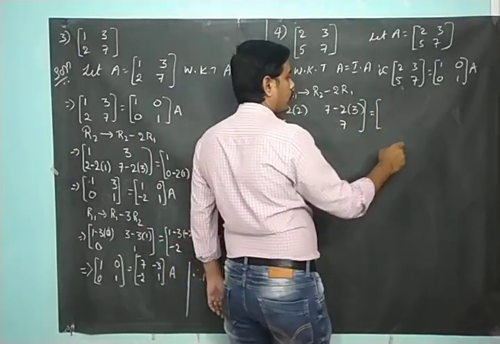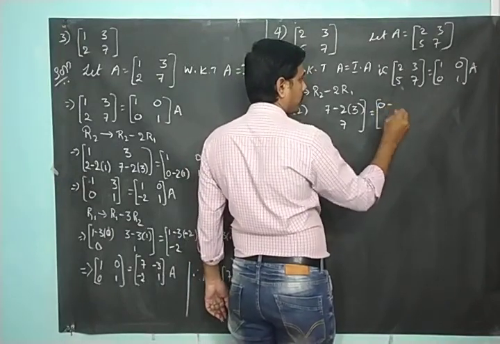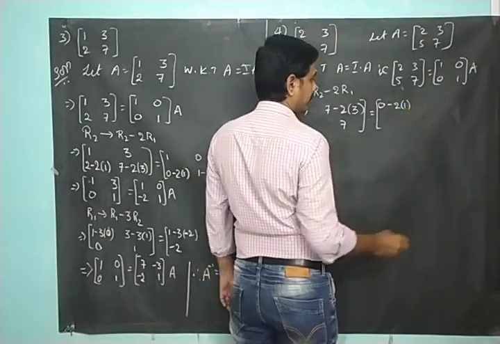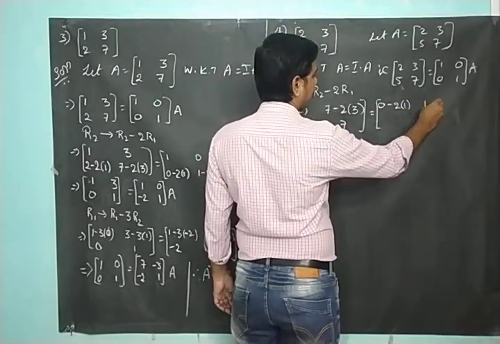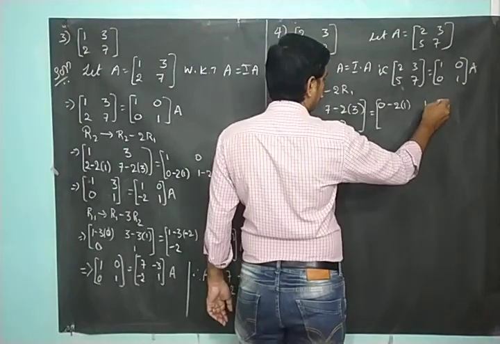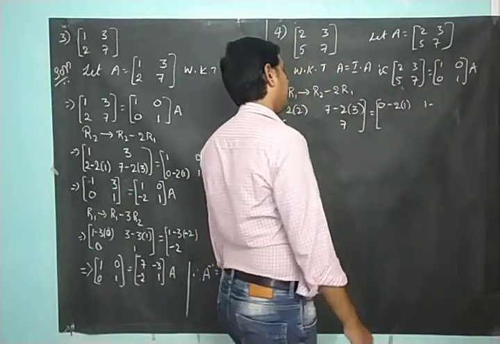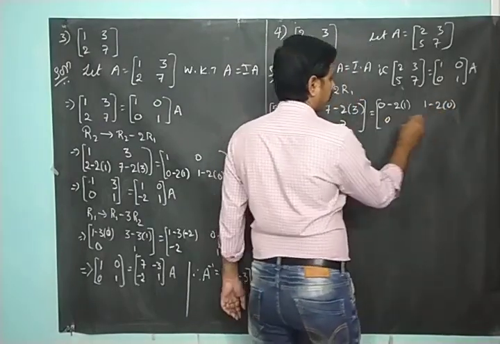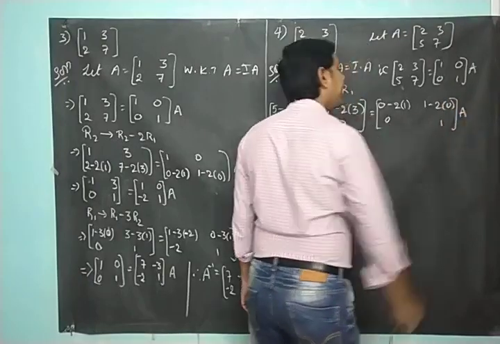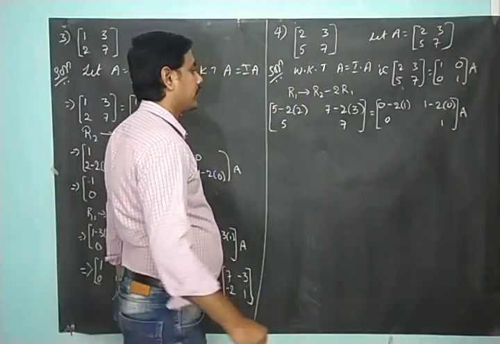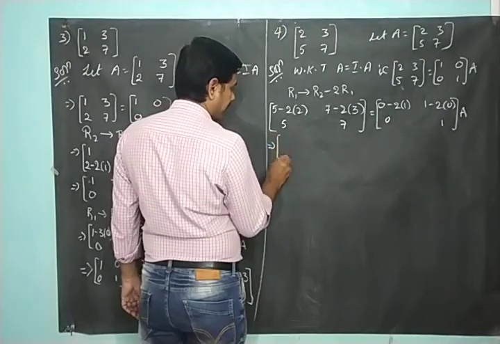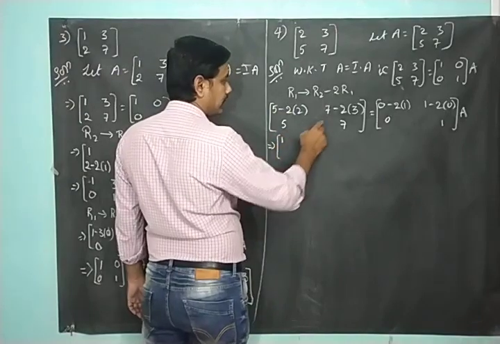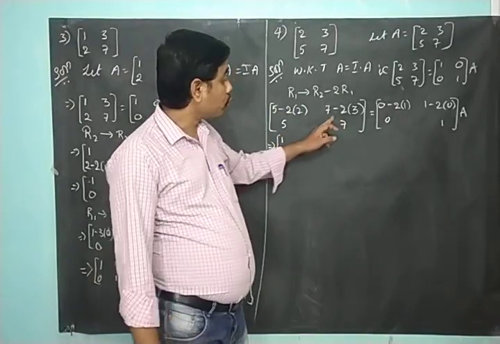Here also what is R2? 0 minus 2 times of what is R1? 1. And this one R2 is 1 minus 2 times of R1. 2 times of 0. Right? 0, 1 as it is. A as it is. Is that clear? So next, what will be the simplification of this? 5 minus 2 into 2. What is 2 into 2? 4. 5 minus 4 is 1. 7 minus 2 into 3. What is 2 into 3?